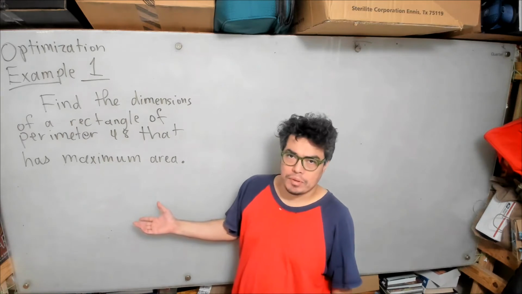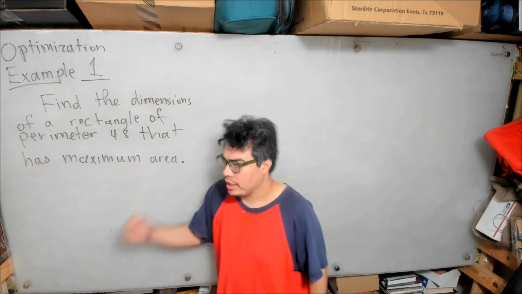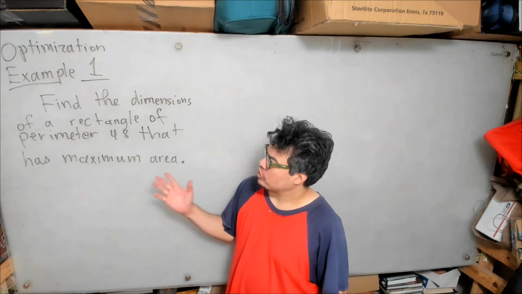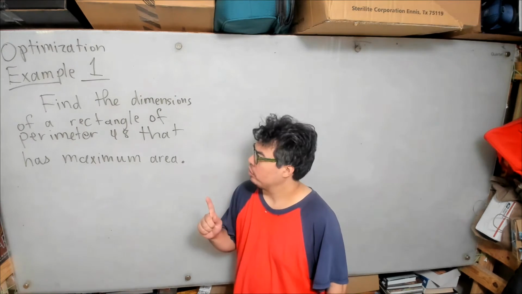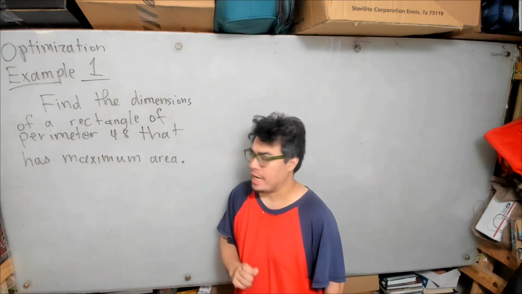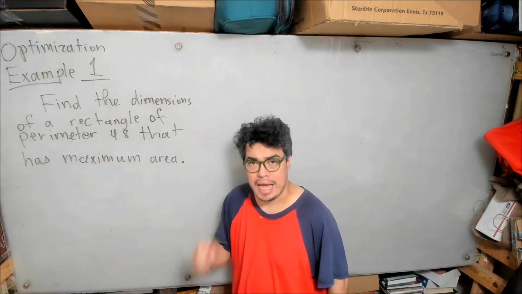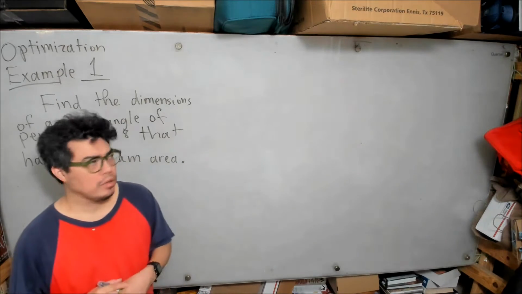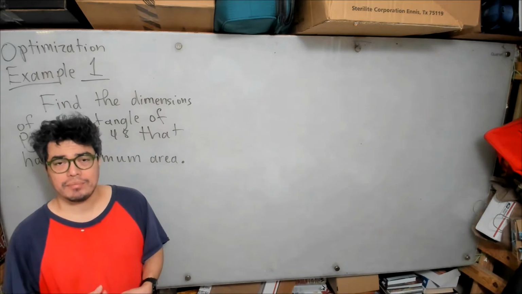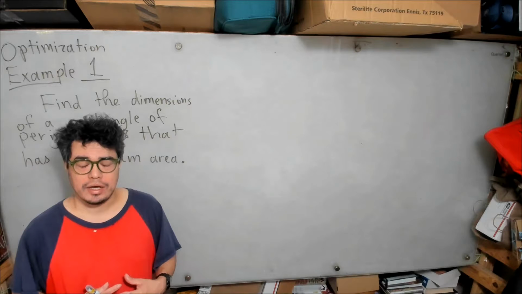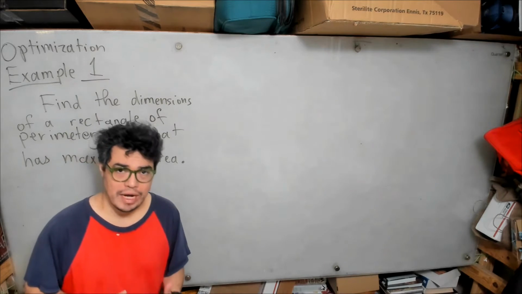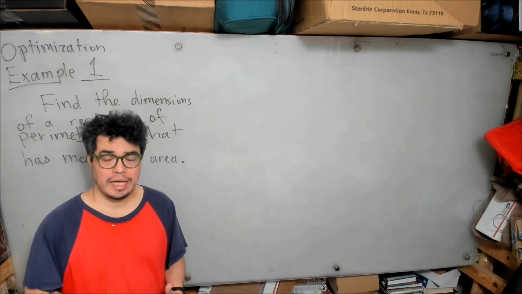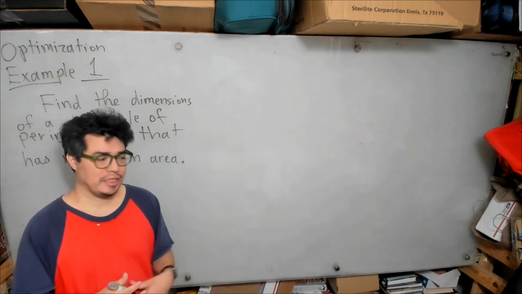Okay, this is an optimization problem, as you know. And let's read it together first so that we know what we're getting into. So the question is, find the dimensions of a rectangle of perimeter 48 that has the maximum area. Now, they tell us to find the dimensions of a rectangle that has perimeter 48 and that has maximum area.